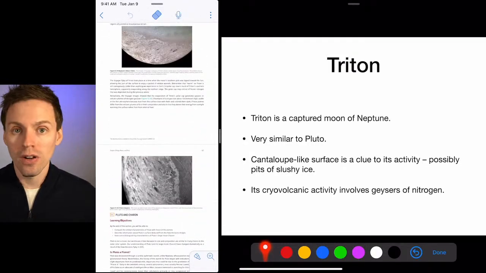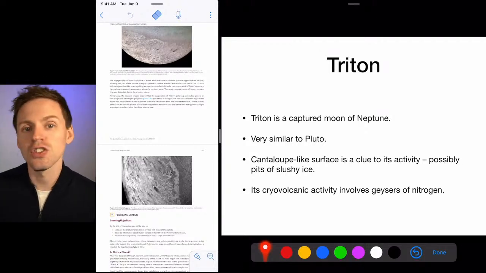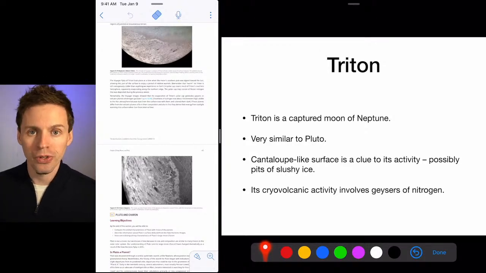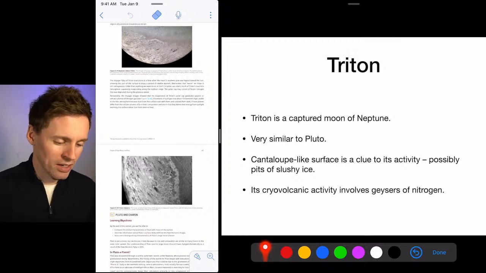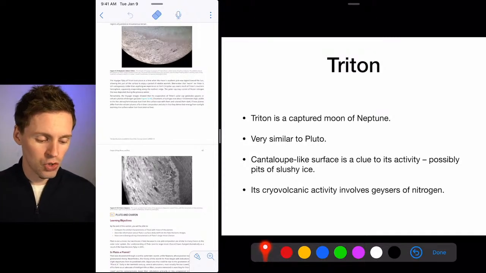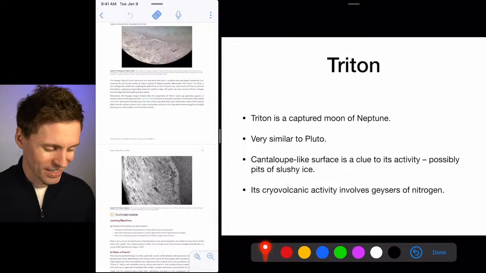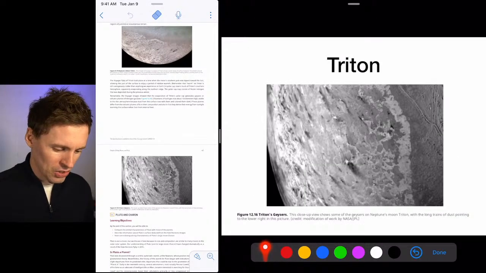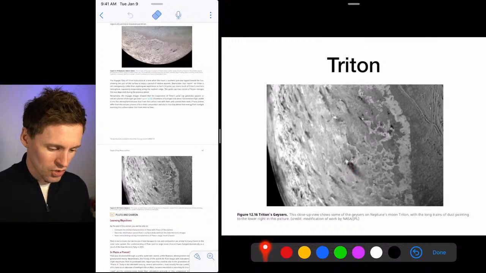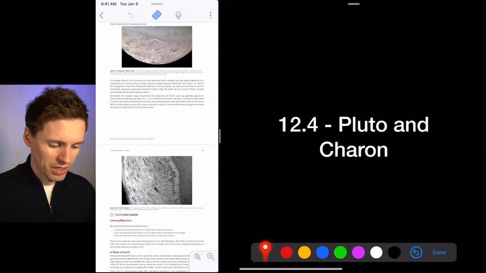And it has cryovolcanic activity, which involves geysers of nitrogen. So we have Old Faithful here in the United States that shoots out steaming water. Well, imagine being on Triton and having it shoot out steamy nitrogen, okay? Because the ice is frozen solid. All right, so this is a picture. You've got some geyser action here. You can see shadows shooting out from its surface. These little shadows everywhere. Pretty cool.